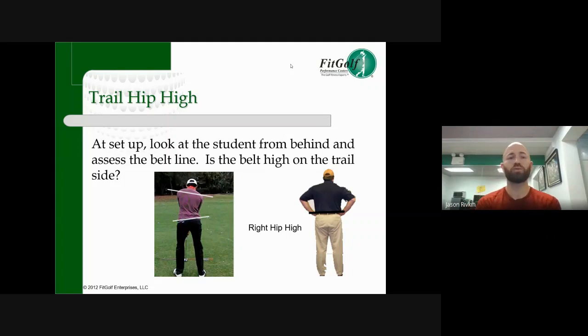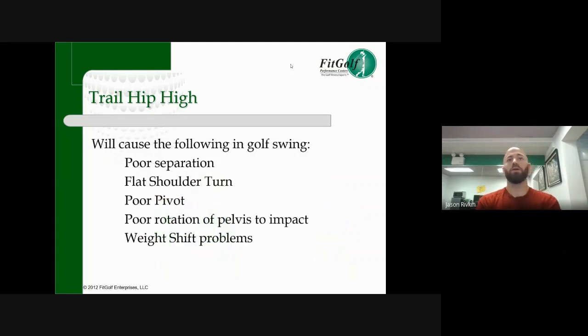And because it's so prevalent, we think it's really important that you guys are aware of this, and also that you know or can suggest some ideas to help them fix this, right? As I just commented, this trail hip high concept leads to poor separation, flat shoulder turn, poor pivot, poor rotation of the pelvis to impact, and weight shift problems.